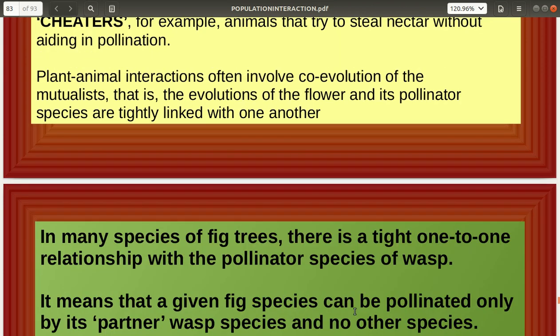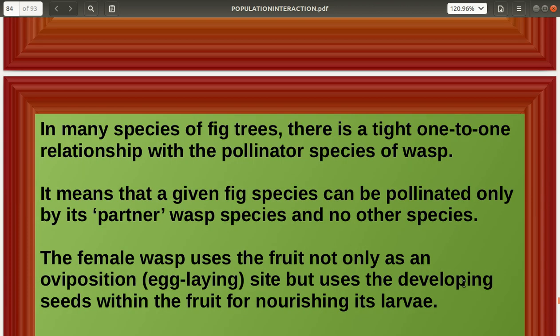So in many species of fig trees, Atti Hannu or Anjura, as we call it, there is a one-to-one relationship with the pollinator species of wasp. The fig species can be pollinated only by its partner wasp species and no other species. If you look into the fig fruit, it is a special type of inflorescence which we call a hypanthodium. Initially they would be green in color. The green colored one is the receptacle. When you open it up, you find three types of flowers: male flower, female flower, and gall flower.